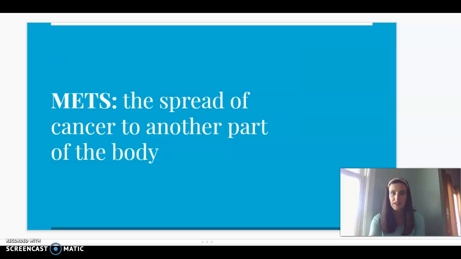So here we see that METs are the spread of cancer from the originating site to a different location, to a different organ or multiple organs. Okay, so when you hear people talk about multiple METs, that means that maybe it started as lung cancer and now they have METs to the brain or whichever different system. Okay, so not good when we hear that.